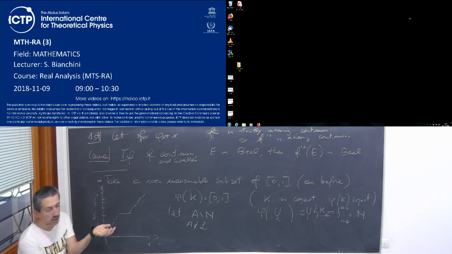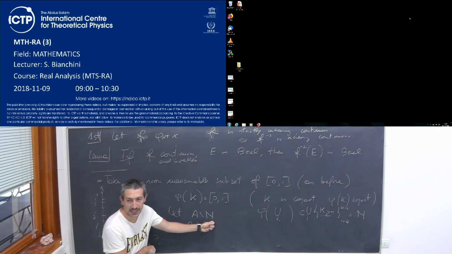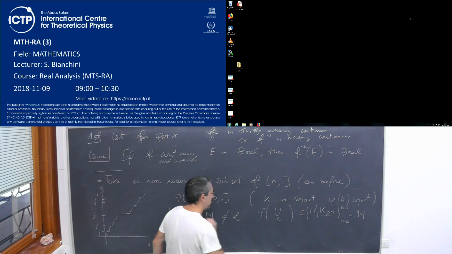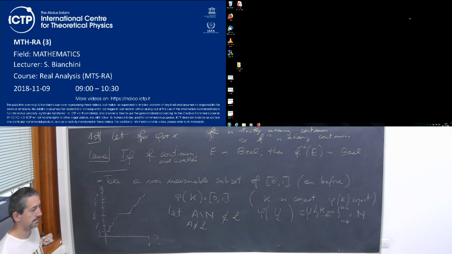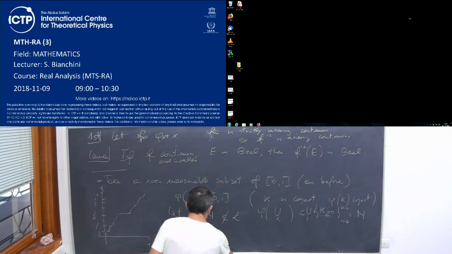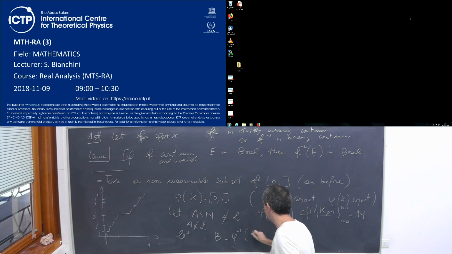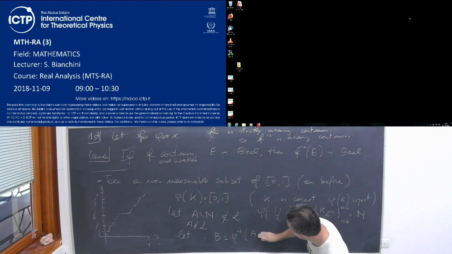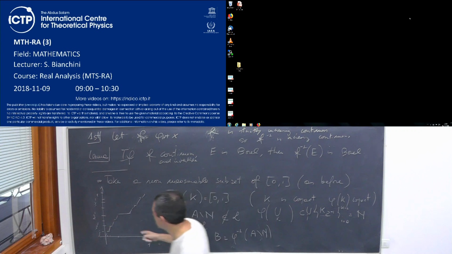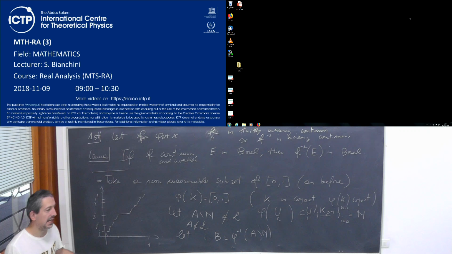No, because if it is measurable, then A is the union of a measurable set plus a set of measure 0, which is measurable. So this is not in L. And now, let B be phi to the minus 1 of A minus N, since I remove N, which is the only point where it's constant. This is a set which is contained in K.